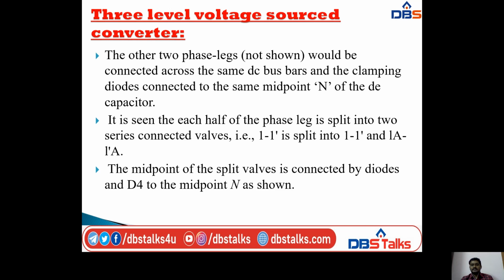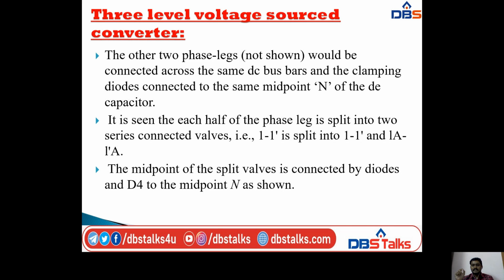The other two phase legs are not shown here. They would be connected across the same DC bus bars, and the clamping diodes connected to the same midpoint N. D1 and D4 are the clamping diodes. D1 and D4 are connected to the midpoint N of the DC capacitor, and those are called clamping diodes, D1 and D4.